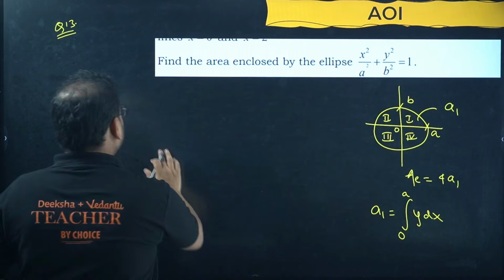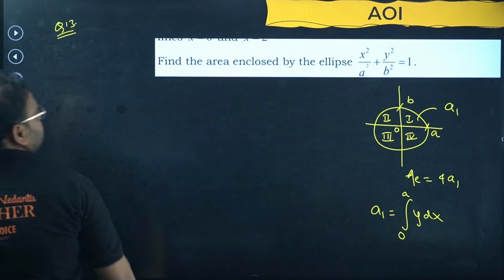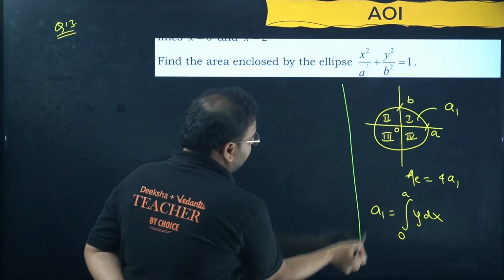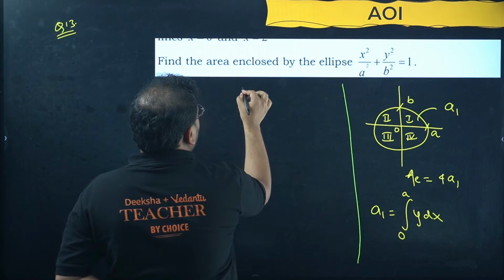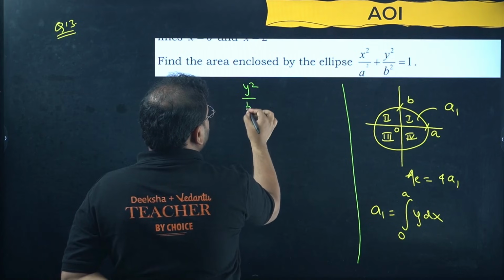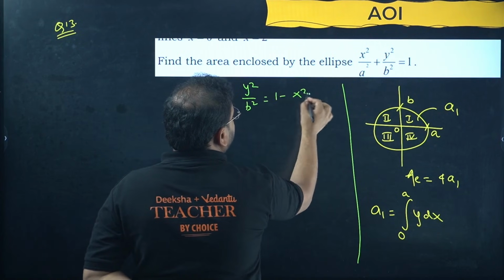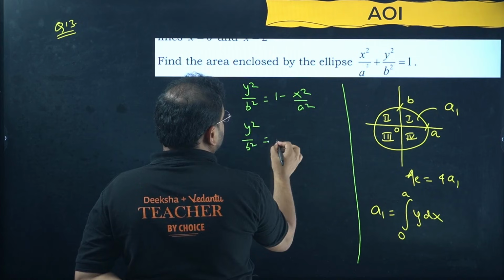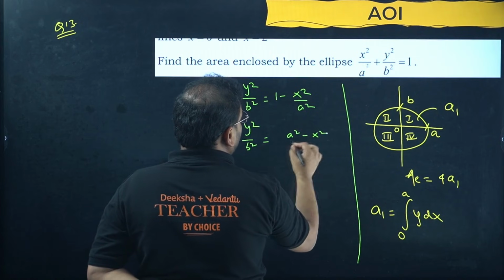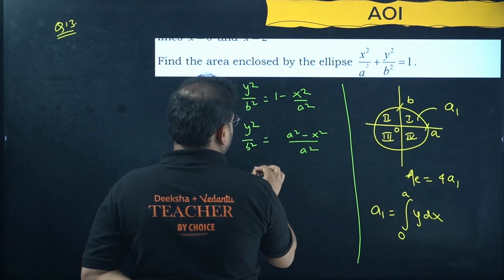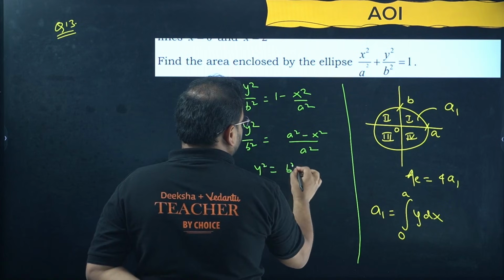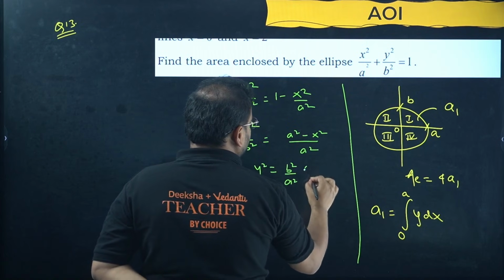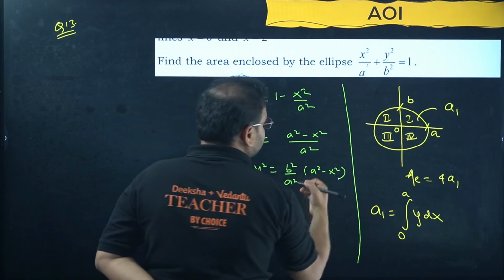But sir, we don't have y. But we can find it. How do you find that? Check here. You can write y square by b square equals 1 minus x square by a square. It means y square by b square equals a square minus x square by a square. It means y square equals b square by a square into (a square minus x square).